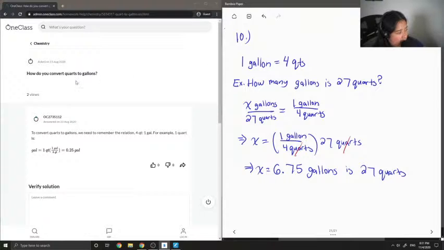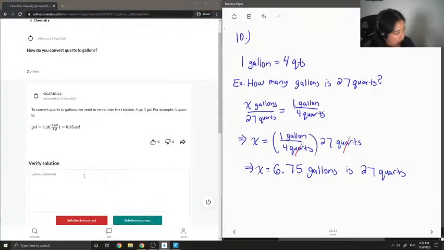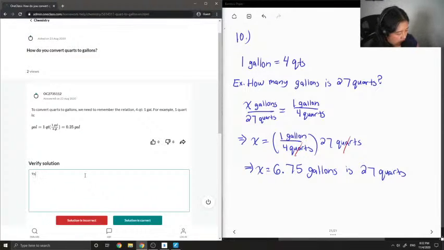Okay, so let's see what our junior tutor said. To convert quarts to gallons, we need to remember the relation 4 quarts to 1 gallon. For example, 1 quart is 0.25 gallons. This solution is correct.